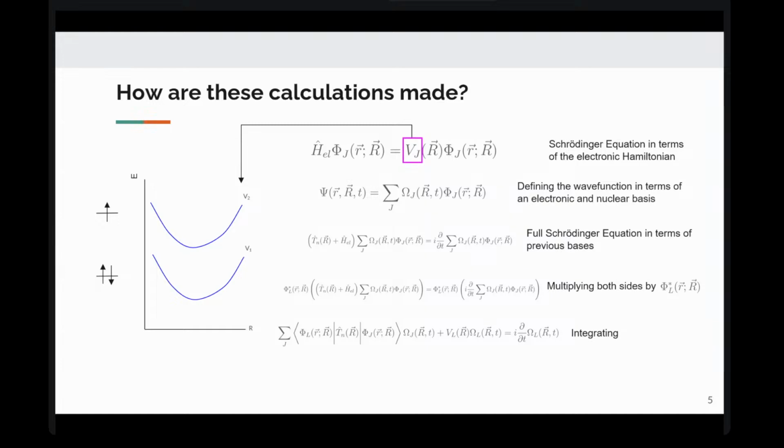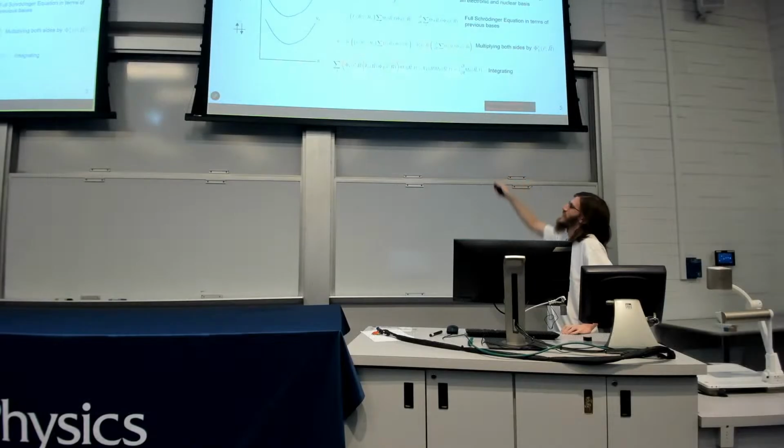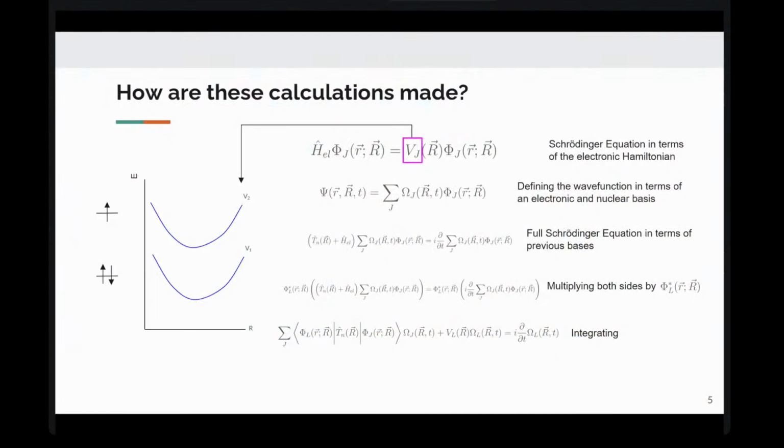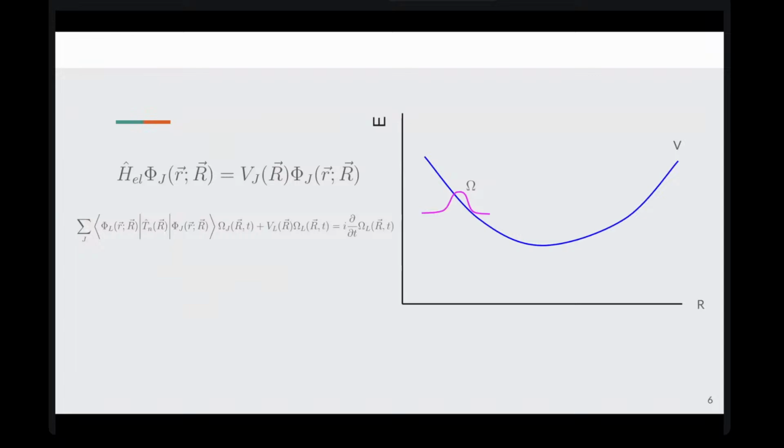So using this electronic Schrodinger equation, we also have this little phi term. And this, along with a nuclear term, can be used to write a basis for the wave function in general. And with this basis, if we plug it back into the original Schrodinger equation for a molecule and apply some mathematical trickery, we eventually get this equation. And this equation essentially tells us that the wave function's dynamics are determined by the potential energy surface we discussed earlier.